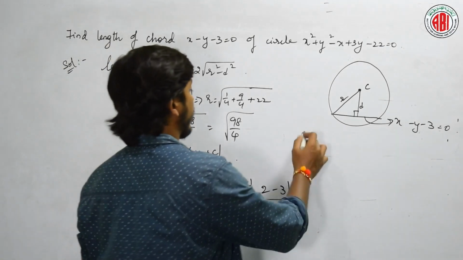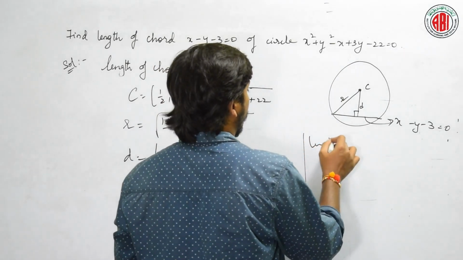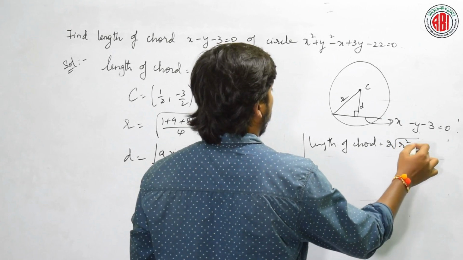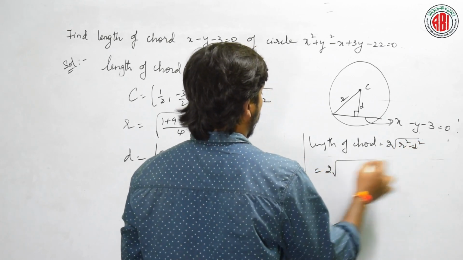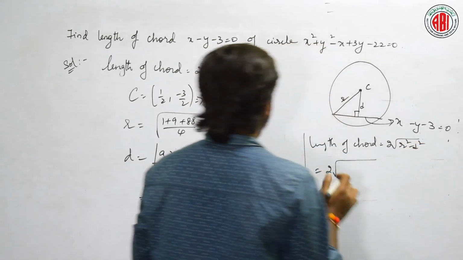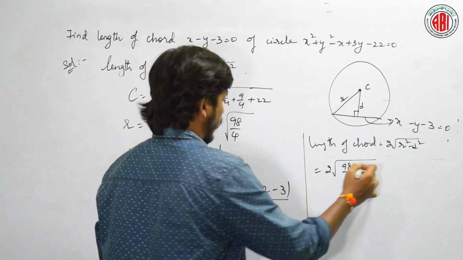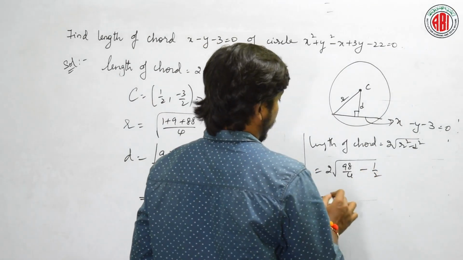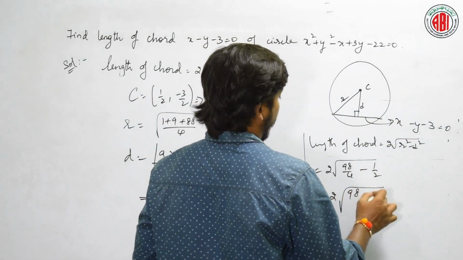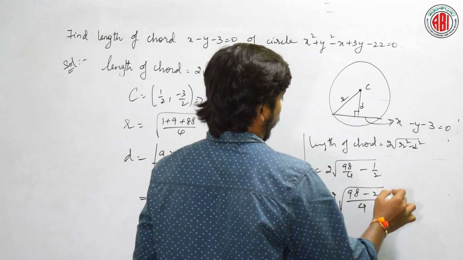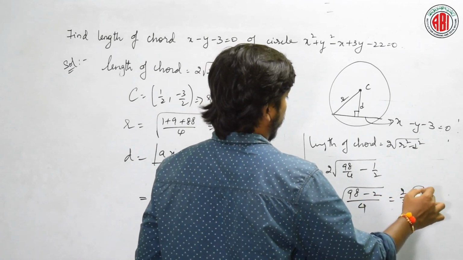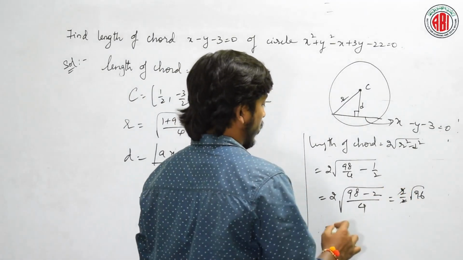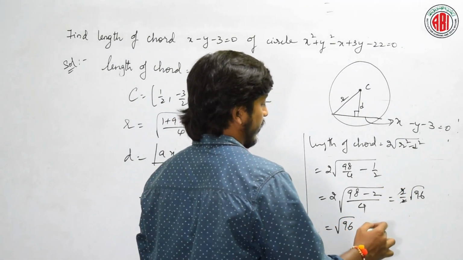Clear? So, let us write the length of the chord is equal to 2 under root r square minus d square, that is 2 under root. What is r square? 98 by 4. What is d square? 1 by 2. Okay. So, this will be 2 under root 98 minus 2 by 4. This is 2 by 2 into root 96. Is it right? So, after cancelling 2 and 2, I will get the answer as root 96.